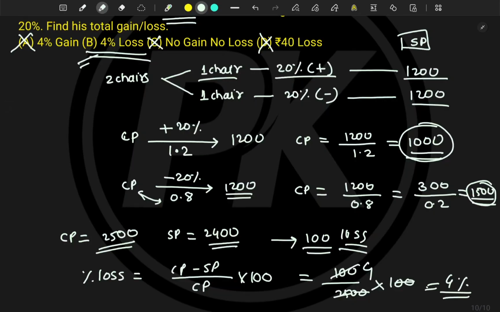So option B is correct, right? In the examination also use your presence of mind. If you are getting something, let's say here it was 100 rupees loss, you can eliminate the options and choose one of them and then move on to the next problem to save your time. Okay, so this is the regular way. You have to either remember the shortcut way or remember this process. In the examination, your ultimate goal should be to get the problem right.